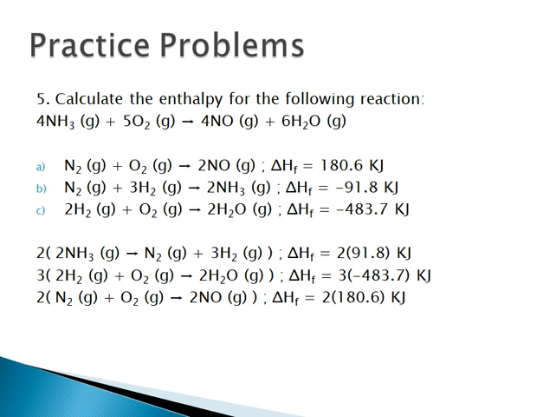When you do that, you get 4NH3 goes to 2N2 and 6H2. So next you want to get rid of the 6H2. So you take reaction C and multiply it all by 3. And don't forget about the delta HF too. Next you want to get rid of the 2N2. So you take the reaction A and multiply everything by 2.